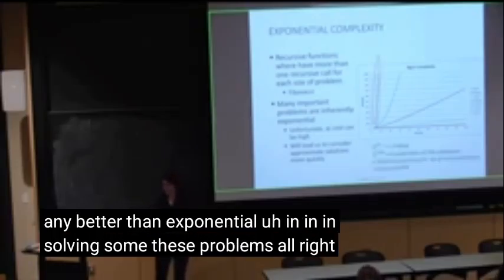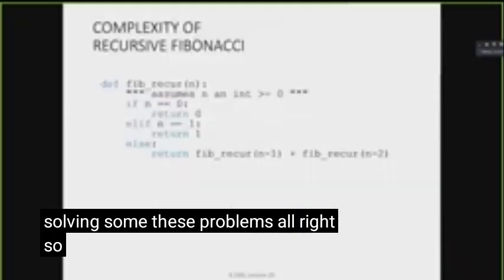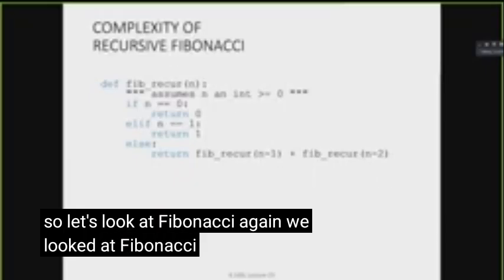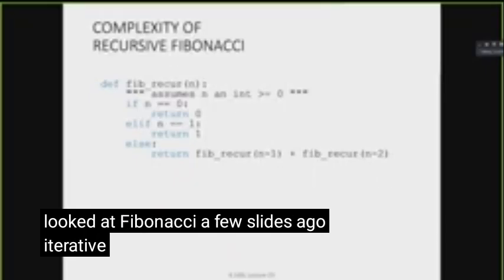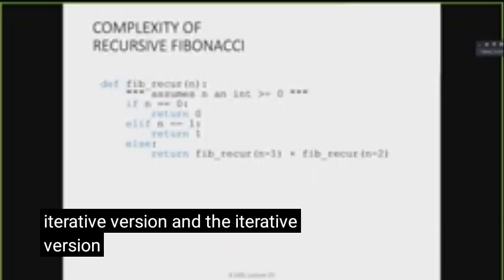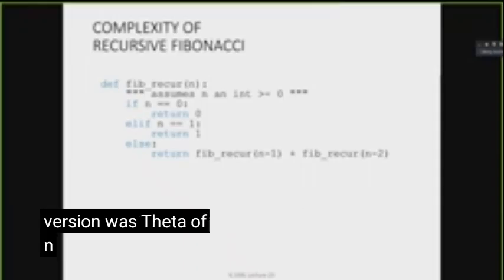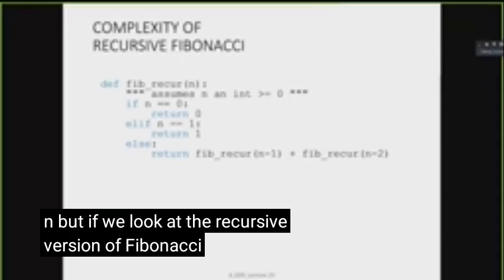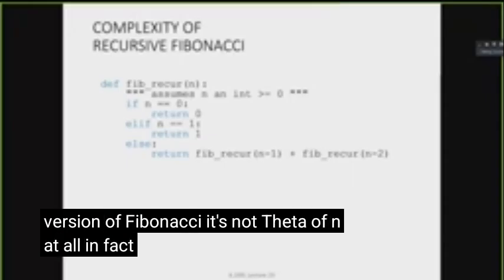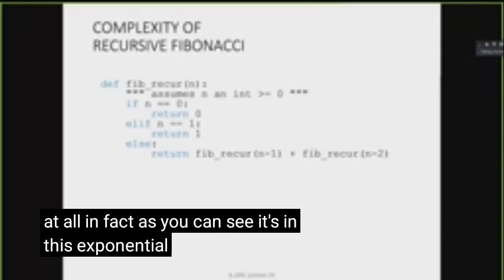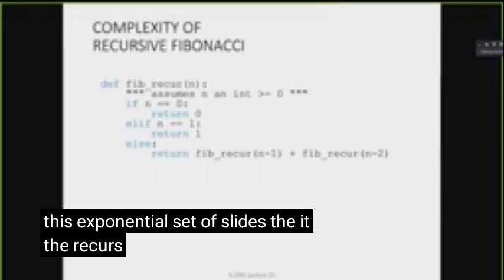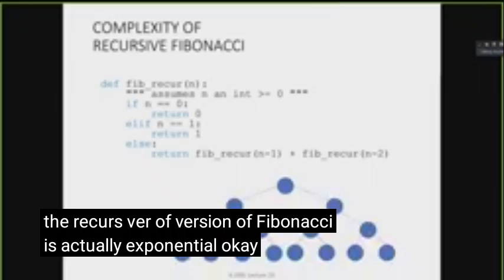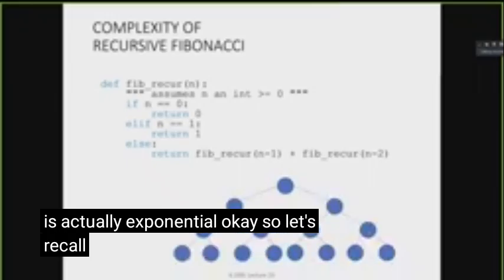All right, so let's look at Fibonacci again. We looked at Fibonacci a few slides ago, the iterative version, and the iterative version was theta of n. But if we look at the recursive version of Fibonacci, it's not theta of n at all. In fact, as you can see, it's in this exponential set of slides. The recursive version of Fibonacci is actually exponential.